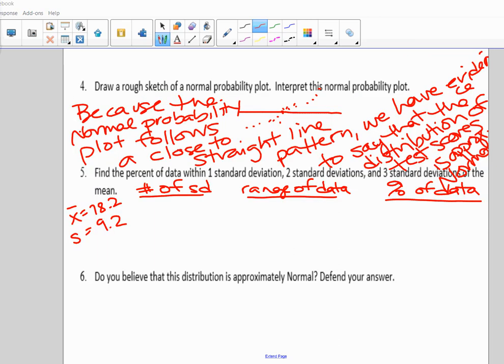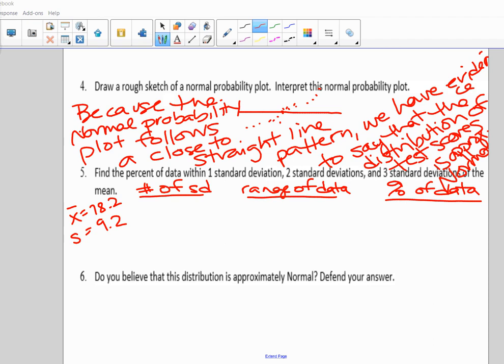Okay, so number 5, find the percent of data within 1 standard deviation, 2, and 3 standard deviations of the mean. So basically, we're checking the 68, 95, 99.7 rule. Now listen, if I were just to ask you to assess the normality, does this distribution follow a normal distribution? You don't have to do both number 4 and number 5. Do one or the other and say, therefore, it's approximately normal. But I'm just going to remind you how both work, okay? So here's a quick reminder. Here's my mean and standard deviation. I rounded a little bit to make it easier, okay?